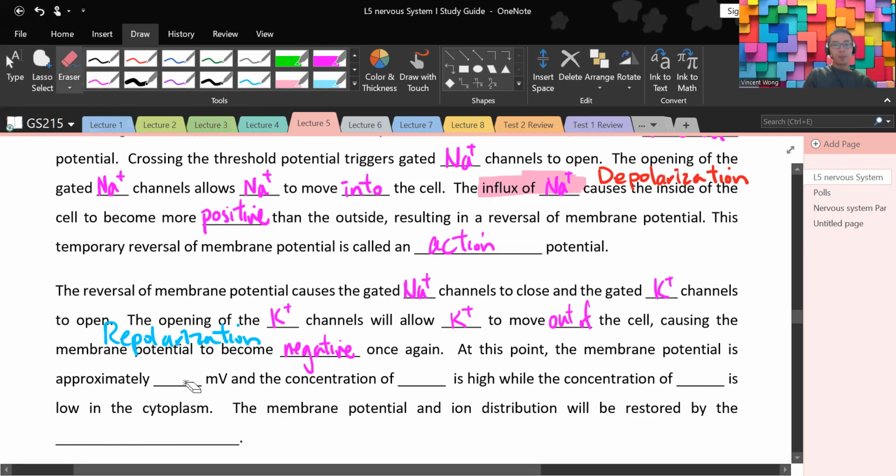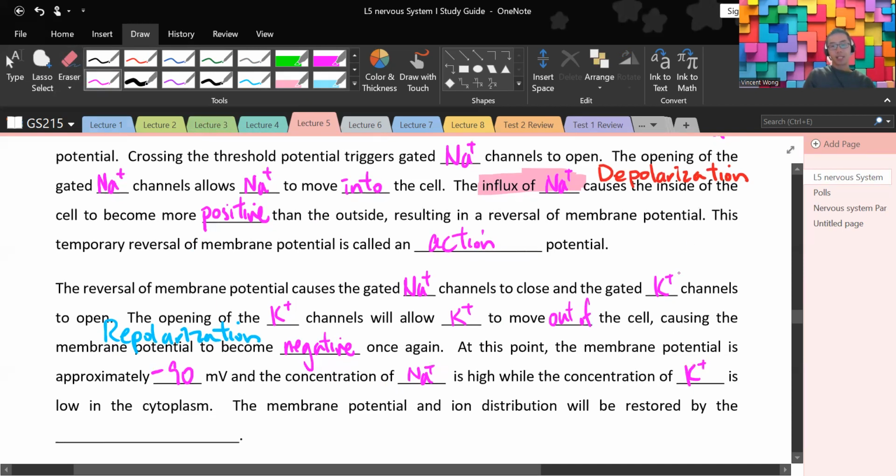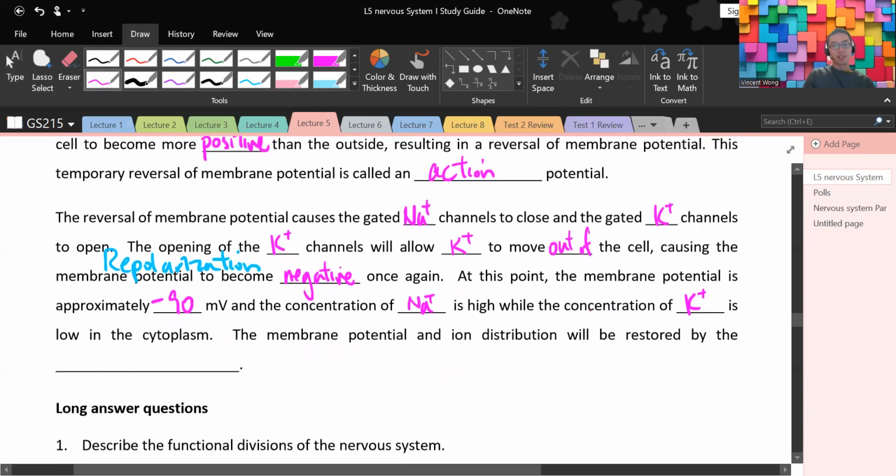At this point, the membrane potential is approximately minus 90 millivolts, and the concentration of sodium is high, while the concentration of potassium is low in the cytoplasm. The membrane potential and ion distribution will be restored by the sodium-potassium pump. Okay.